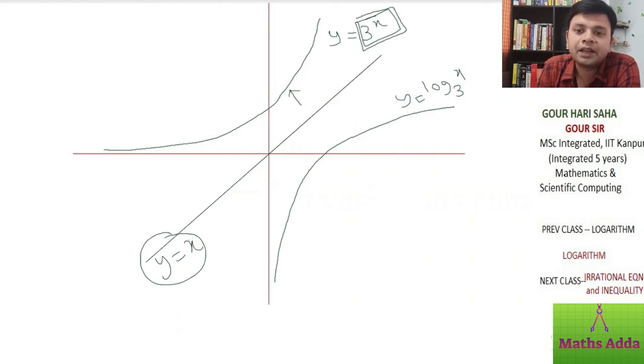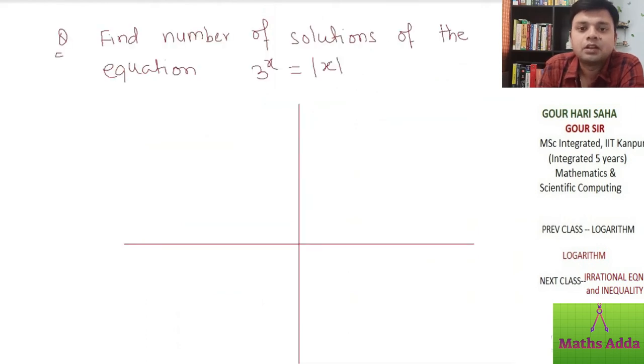Now in the end I am going to show you how these graphs are used. I will not be able to show you all the usage, but I will try to show you its importance in one question which I am going to do next. So let's see this question. The question is: find the number of solutions of the equation 3 to the power x is equal to mod x. These types of questions will be done only using graphs and there is no other method.